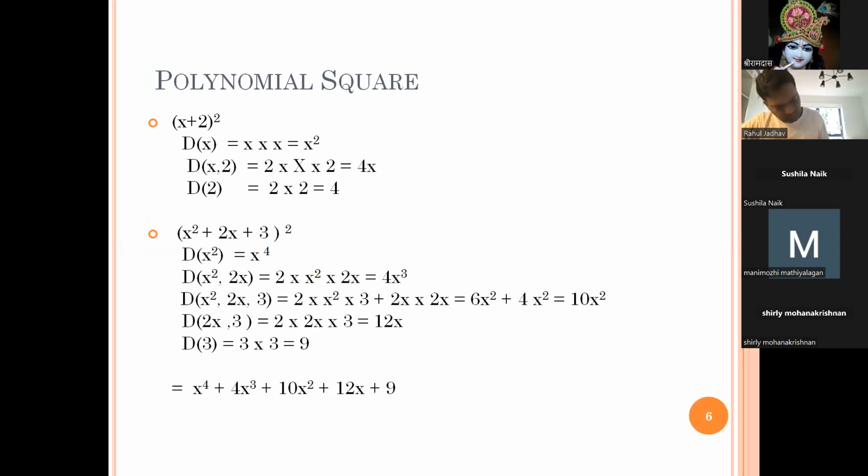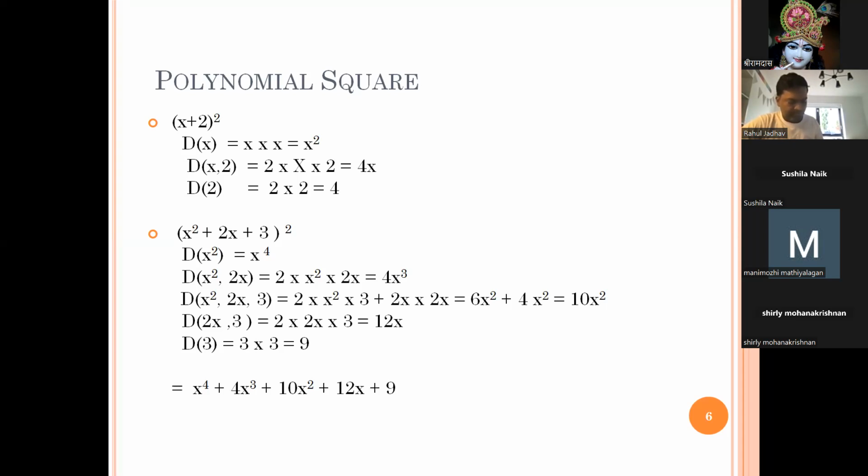See the beauty of Vedic math. It is even applicable to the polynomial. Suppose I have to calculate (x plus 2) square. So what is the rule? Duplex of x, then duplex of x and 2, then duplex of 2. Duplex of the single digit x is x multiplied by itself, so x into x, that is x square. Duplex of x and 2 is 2 into x into 2, so again 4x. Duplex of 2 is 4. So (x plus 2) square is nothing but x square plus 4x plus 4.